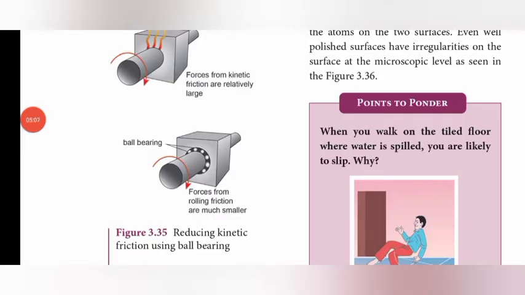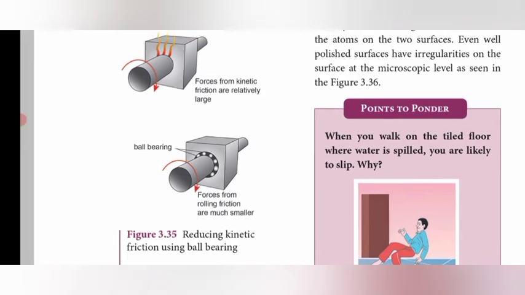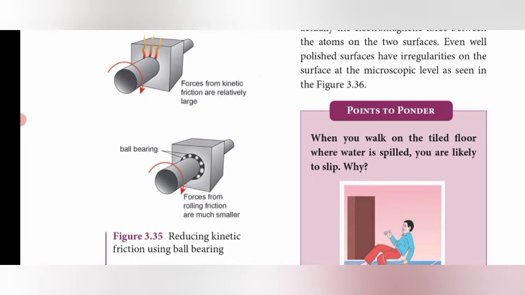So this is another way of reducing kinetic friction, by using the ball bearing. The first picture shows that the forces from kinetic friction are relatively large, because when a circular object and a rectangular object are fixed together and work with continuous rotation, they can produce a heat effect.